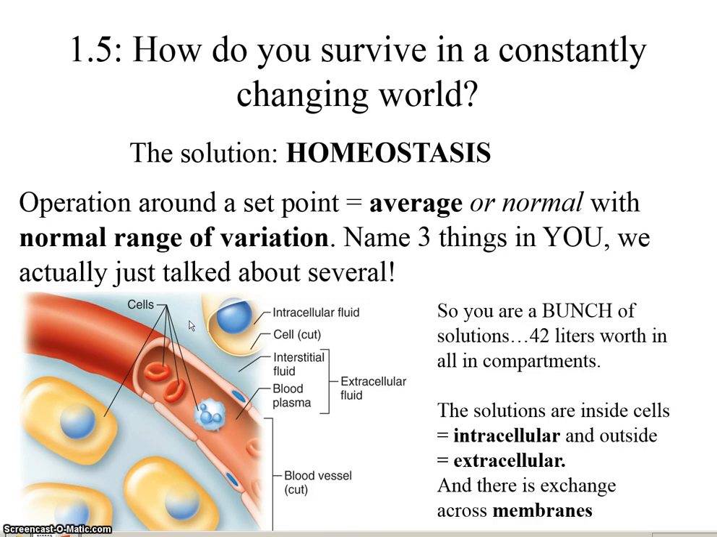So I mentioned here that you are really a bunch of solutions. There's about 42 liters in total, and it's divvied up in compartments. This little cartoon shows you've got intracellular, so inside the cell fluids. You have interstitial, so the in-between fluids. You have plasma in your blood. You have lymph. You have cerebrospinal fluid. So there's a lot of collective fluid, right? If it's outside the cell, we call it extracellular. Inside, it's intracellular. But again, all said and done, it's about 42 liters, all right?